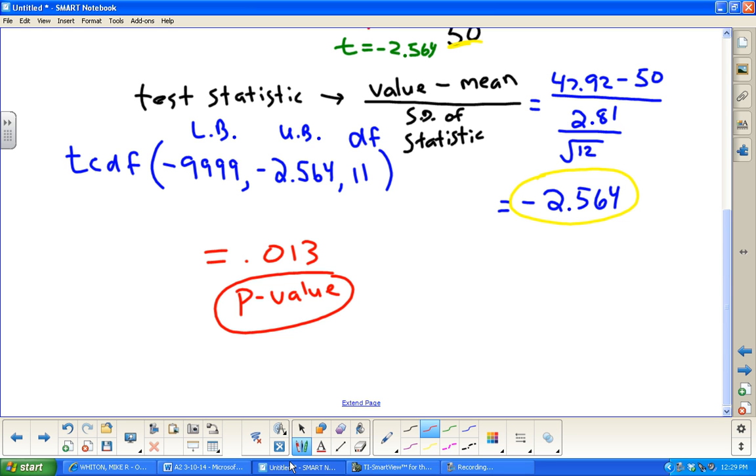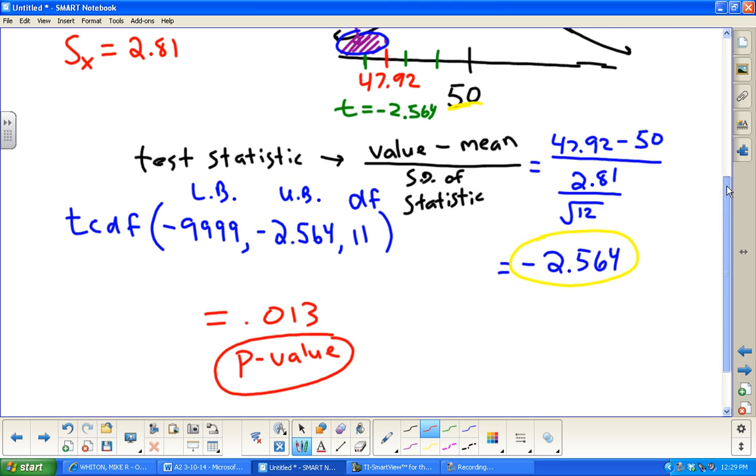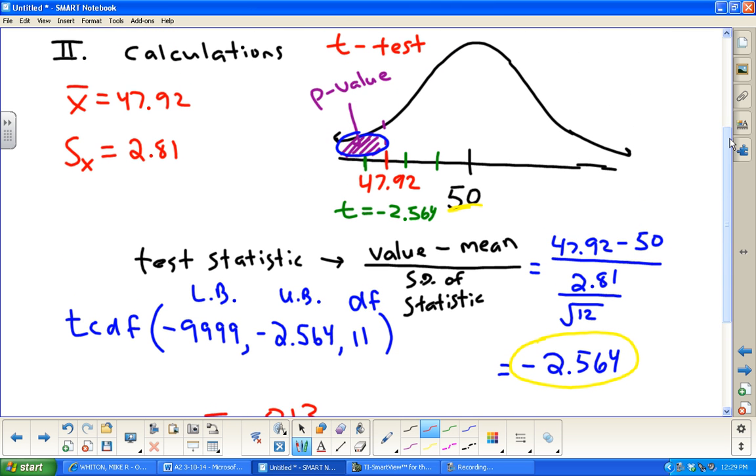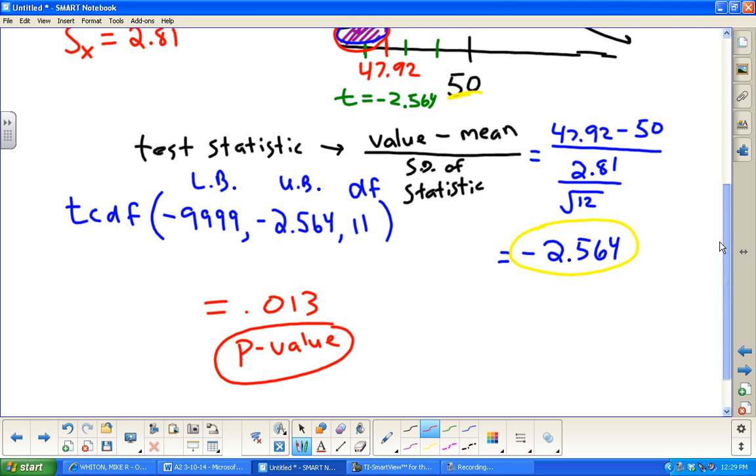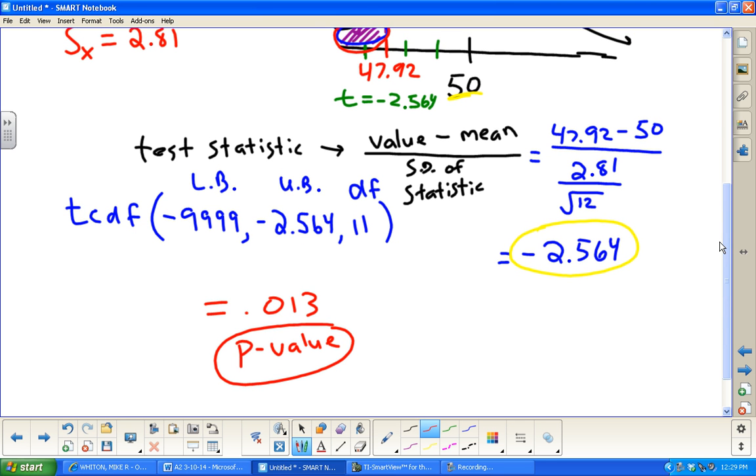That's the area that we had shaded in purple up here. If we ever need to interpret that, it's how likely it is to get the sample you got or further away from the mean, or more extreme. It's about a 1.3% chance of that happening if the mean is 50 like they said it was.